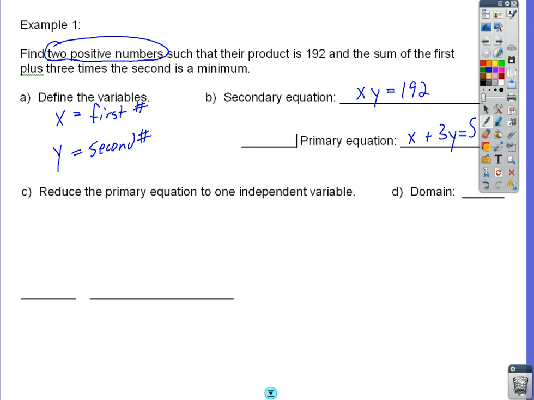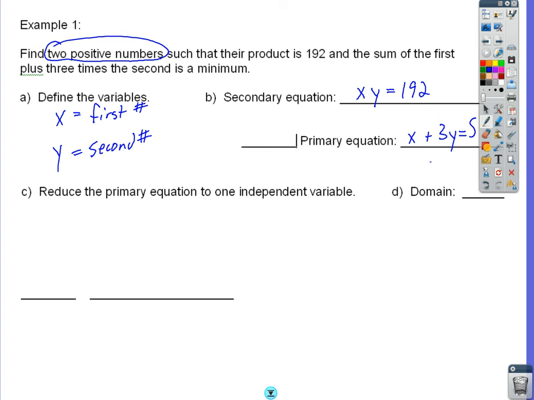All right, now I need to reduce the primary equation to one independent variable. How do I do that? I'm going to use the secondary equation to input some information from it. I'm going to substitute into this equation, so in order to substitute, I need to solve for one of my variables, one that looks reasonable.